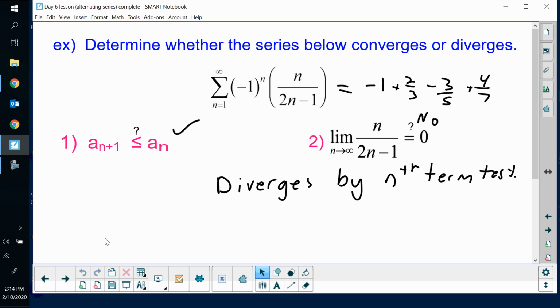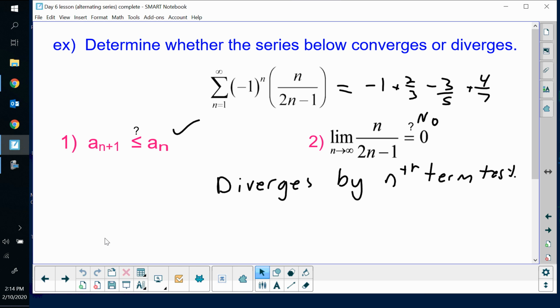Each term does appear like it's less than the one before it, because 2/3 is 0.66, 3/5 is 0.6, and so on. But as n goes to infinity, our values are going to, by leading coefficients, approach 1/2. So the alternating series test cannot be used to show convergence here because this diverges by the nth term test. So this is a prime example that you can't just assume those two conditions are going to be true. You have to still think about it.